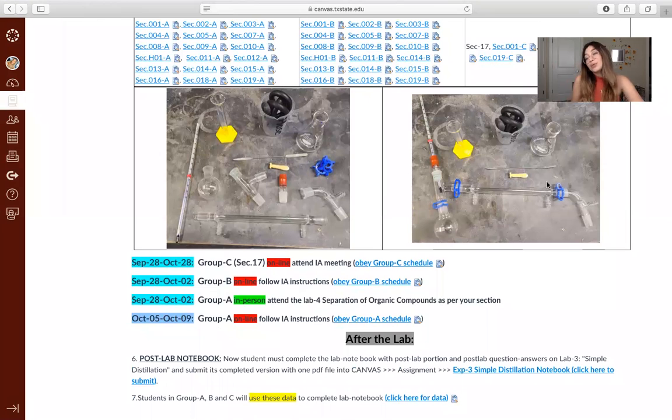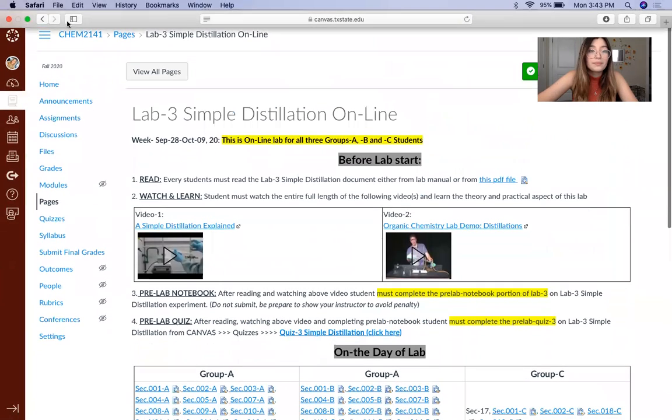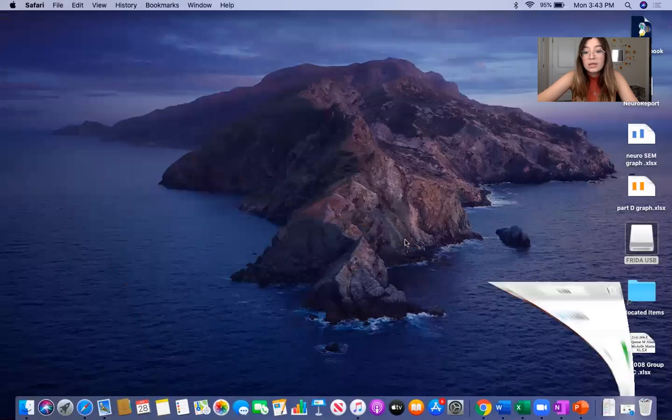And then you will complete your post-lab notebook, and make sure your complete notebook has your pre-lab and your post-lab together. You have to turn both of them in together before 11:59 p.m. every Sunday. And this is the data that everybody's going to use. Let me share PowerPoint.